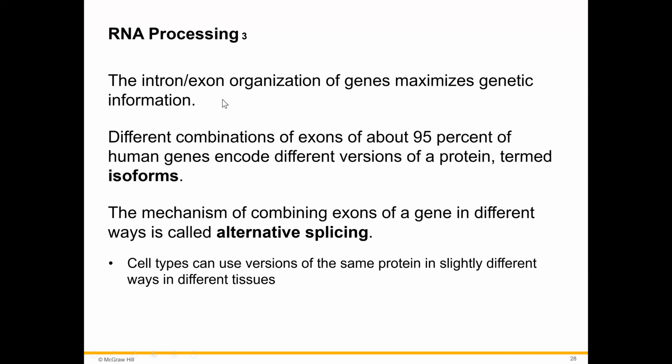Intron and exon organization of genes maximizes genetic information. Different combinations of exons in about 95% of human genes encode different versions of a protein termed isoforms. The mechanism of combining exons of a gene in different ways is called alternative splicing. Cell types can use a version of the same protein in slightly different ways in different tissues.